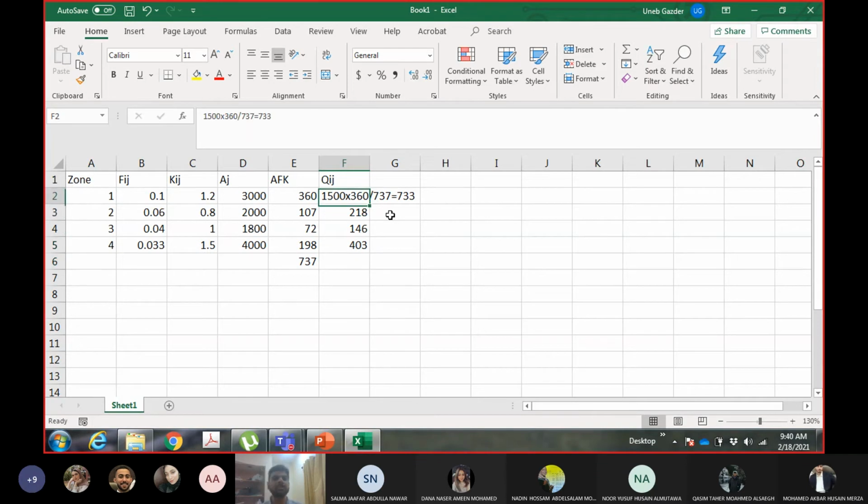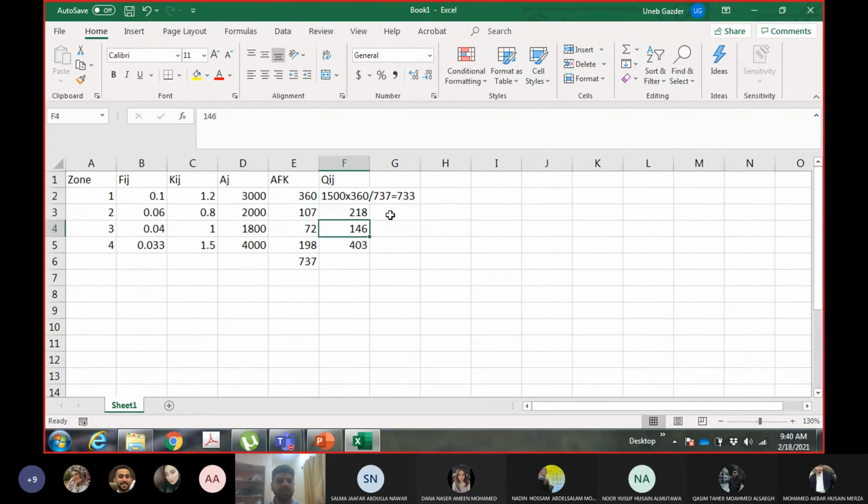But if they say from zone 1 trips are going to 3 different zones, how many trips are coming out of zone 1? 3000. Okay, so out of 3000, 733 are going in this zone, and some other trips going in the other zone, some other trips going in the other zone. So their sum must also be equal to what? 3000. So this will be the balancing of attracted trips.